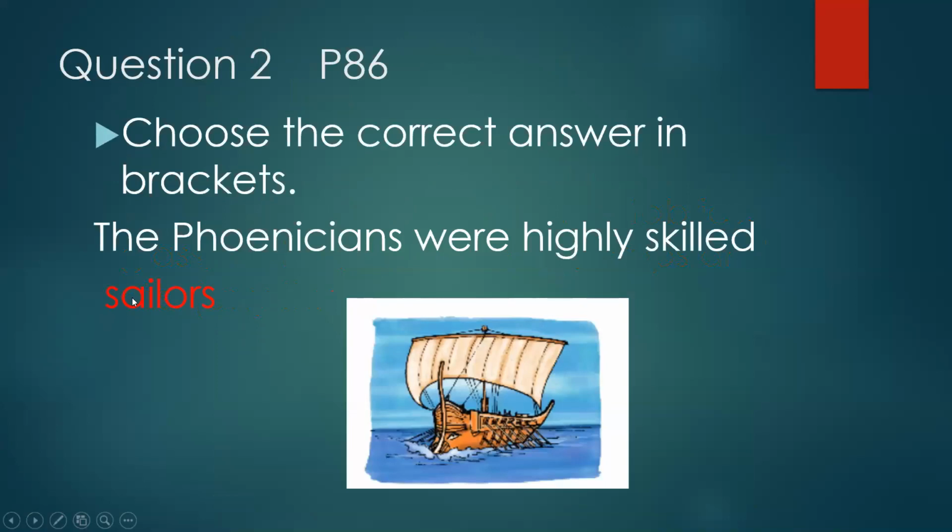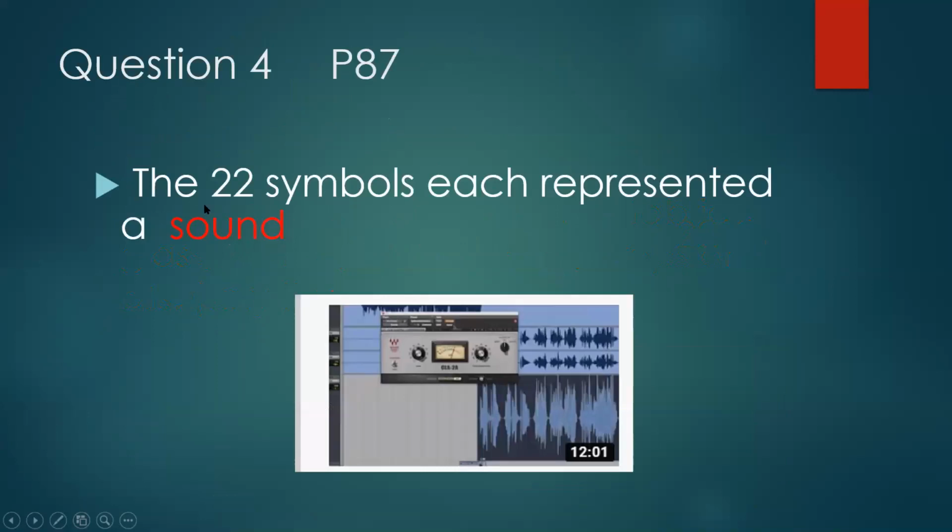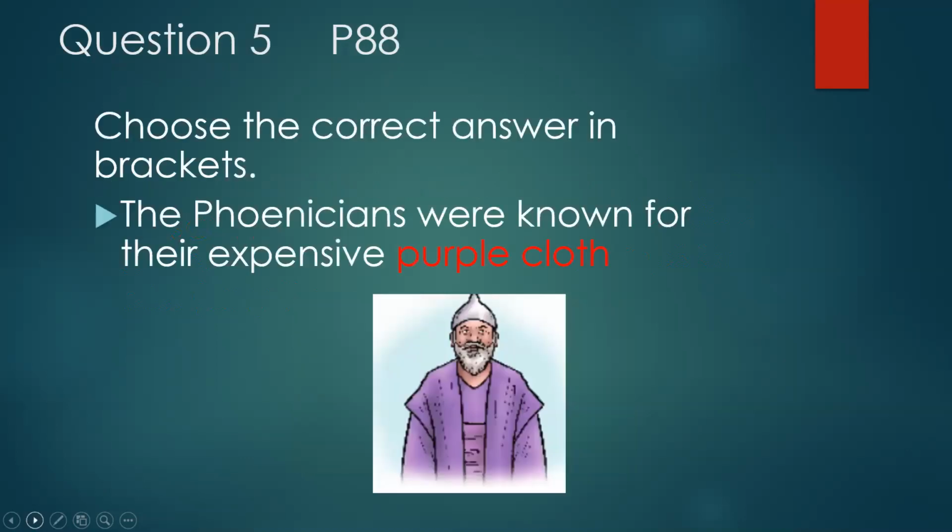Question number 2. Choose the correct answers in the brackets. The Phoenicians were highly skilled what? Sailors. They were highly skilled sailors. The Phoenicians developed a simple alphabet consisting of 22 symbols. 22 would be the correct answer there for question 3. Question 4, page 87. The 22 symbols each represented a what? It represented a sound. And this, just for interest's sake, is how sound is measured using devices and decibels.